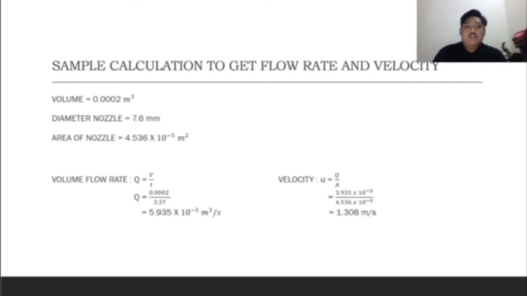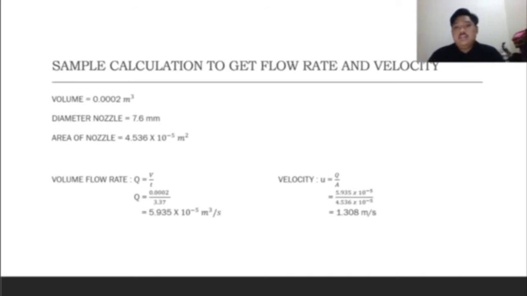For the volume equal to 0.0002 meter cube, and diameter of nozzle equal to 7.6 mm, the area of nozzle equal to 4.536 times 10 power of -5 meter squared. For the volume flow rate, Q equal to V over T, and Q equal to 0.0002 over 3.37, and we get the volume flow rate Q equal to 5.935 times 10 power of -5 meter cube per second.